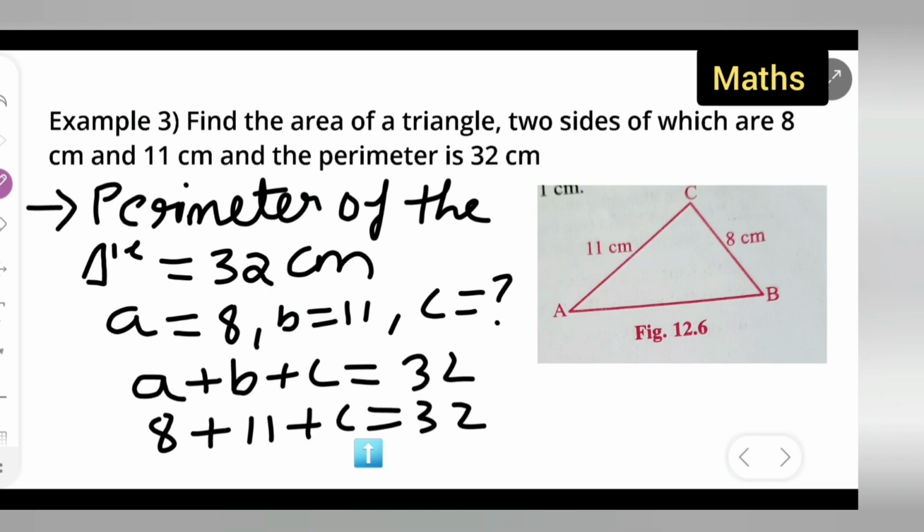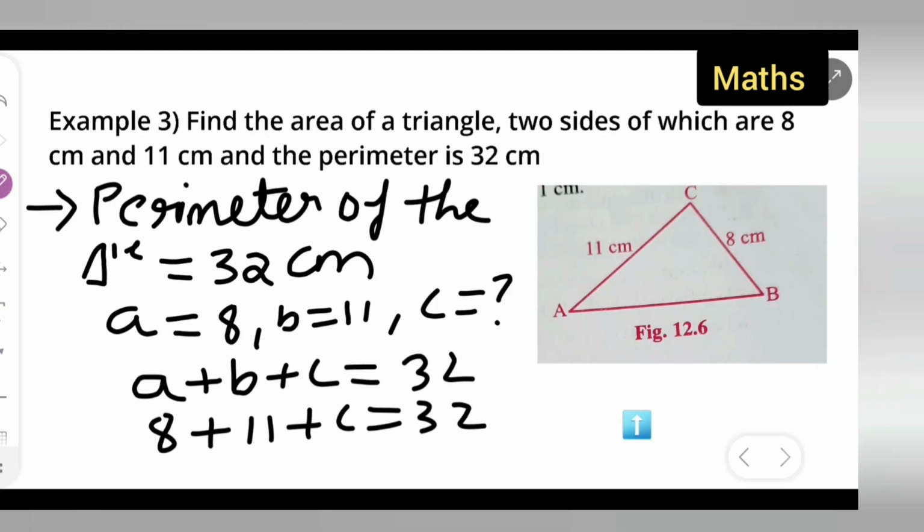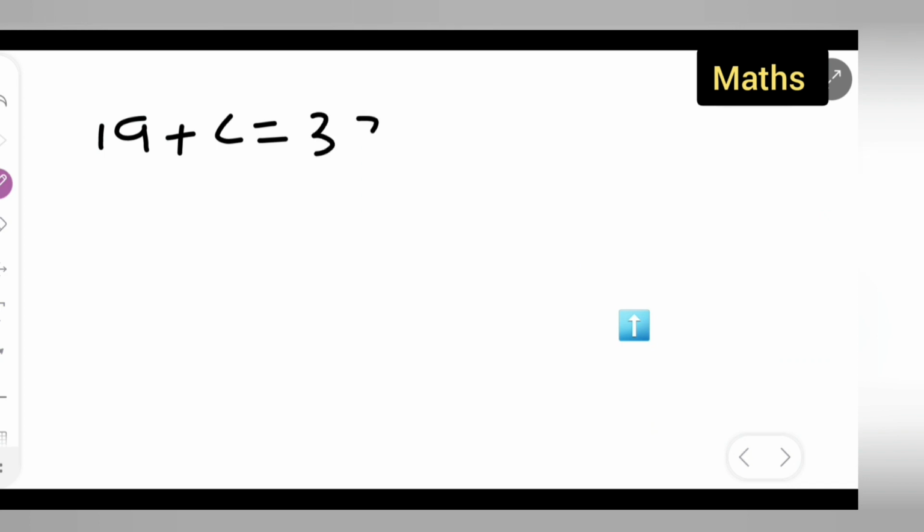So what you'll have to do over here is add this: 11 plus 8 will be 19, right? So write down 19 plus C is equal to 32. So C is equal to 32 minus 19, which will give you the value of C to be equal to 13 centimeter.